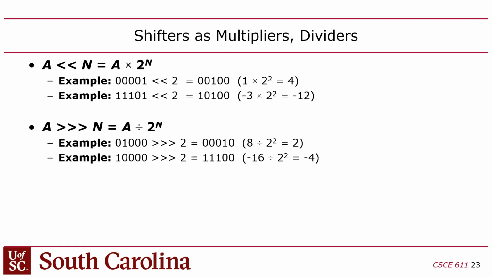Okay, and then I think we talked about this earlier, which is using shifters for divide and multiply. If you shift to the left, you're actually multiplying the value by 2 to the power of the number of bits you shifted left, right? And if you shift to the right, you're dividing by 2 to the power of the number of bits you shifted to the right. The problem with that is that it's limited to powers of 2, right? So what happens if I don't want to multiply or divide by a power of 2?